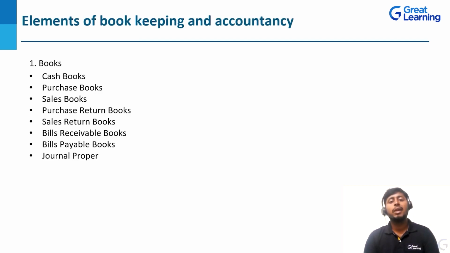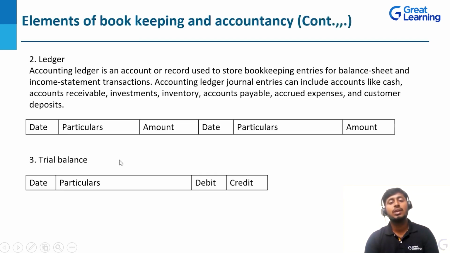Here we have three main elements of bookkeeping. That is one, books, second one is ledgers, and third one is trial balance. So in the books we have 8 different books of accounts: cash book, purchase book, sales book, purchase return book, sales return book, bills receivable book, bills payable book, and journal proper. These are the 8 different books.